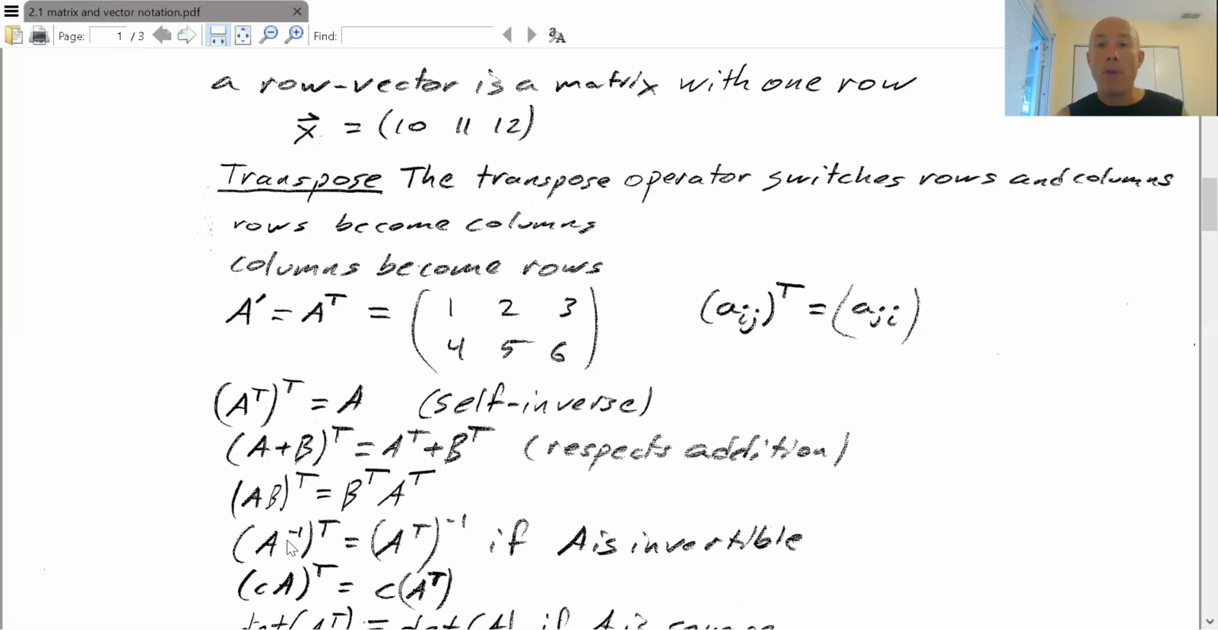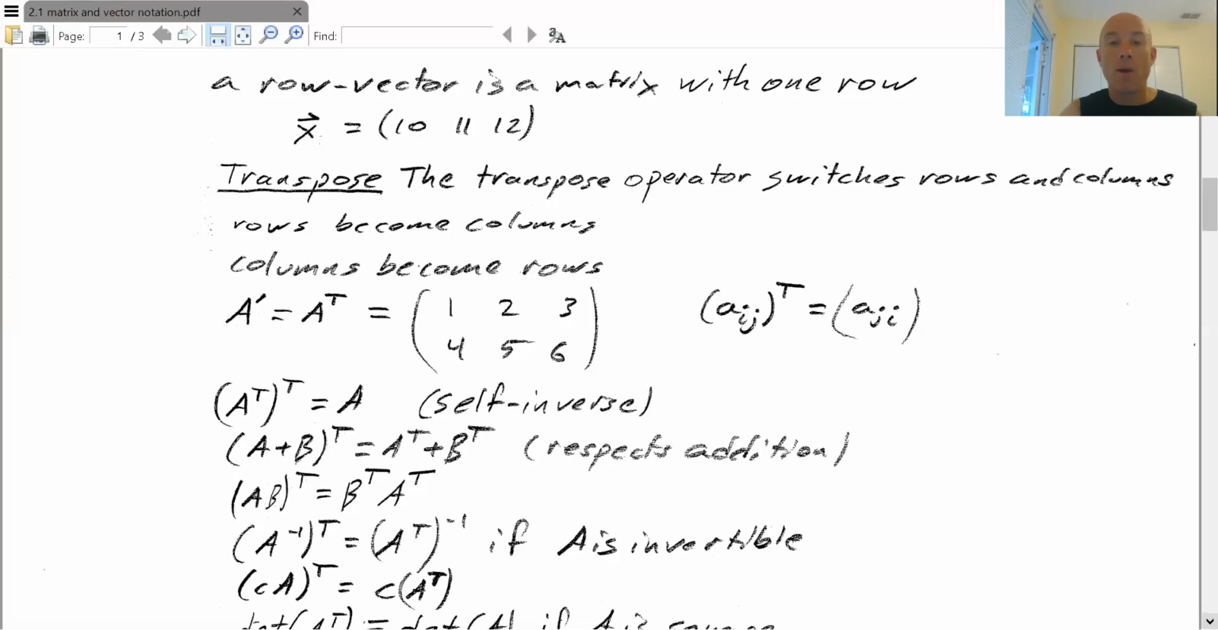Now, we haven't talked about matrix inverses, but here's an important property that will come up later. The transpose of an inverse is the same as the inverse of the transpose. We can see that the operations just switch order. The operations commute with each other. And with scalar multiplication, if we take a scalar times A and then transpose, that's the same as the scalar being multiplied by A transpose.